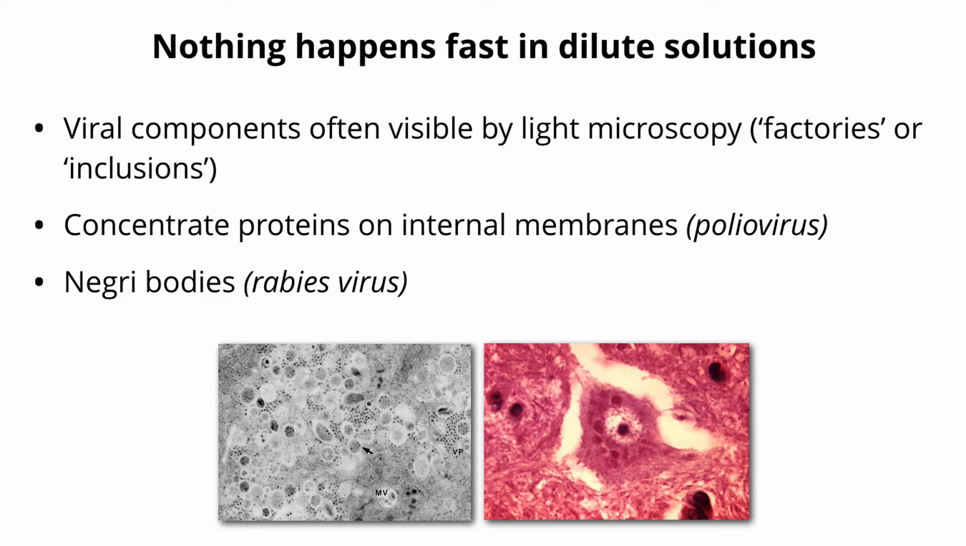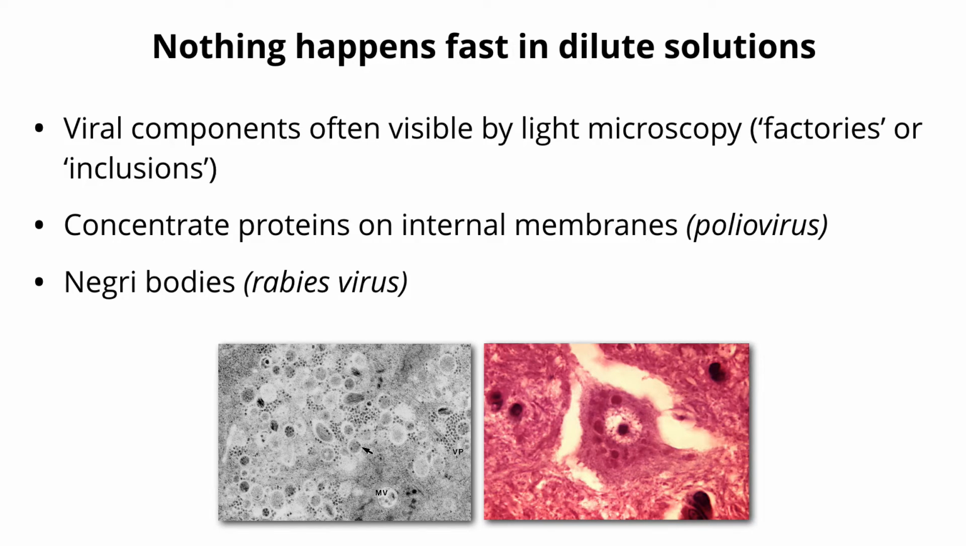This is a photograph of a cell by light microscopy, as opposed to EM on the left, infected with rabies virus. And these cells are typically full of what are called Negri bodies, and those are those dark circles there. And what they are are sites of assembly. We call them factories or inclusions, but they are where the virus particles are being assembled.